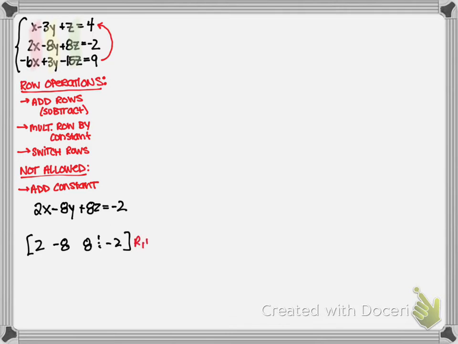So if I say row 1 plus 1 and I get 3, -7, 9, -1, I might not think anything of it. But am I just allowed to add 1 to everything in this equation? No. I could add 1 to both sides, but what I did with the matrix here looks like I'm adding an x and a y and a z, and this is not true. So make sure you don't find yourself adding constants to any matrices.